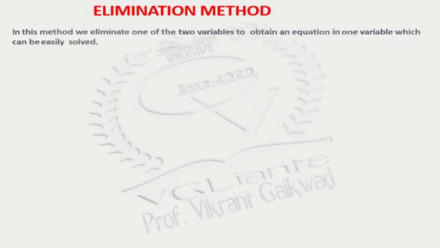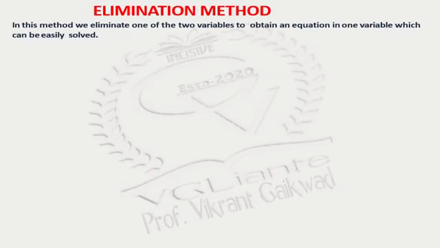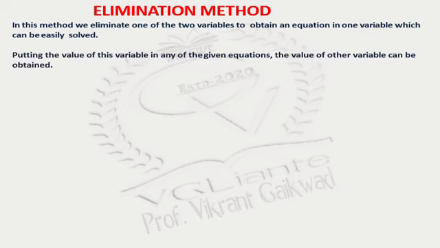Elimination method. In this method, we eliminate one of the two variables to obtain an equation in one variable which can be easily solved. Putting the value of this variable in any of the given equations, the value of the other variable can be obtained.